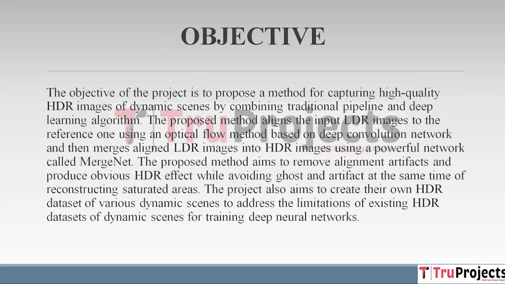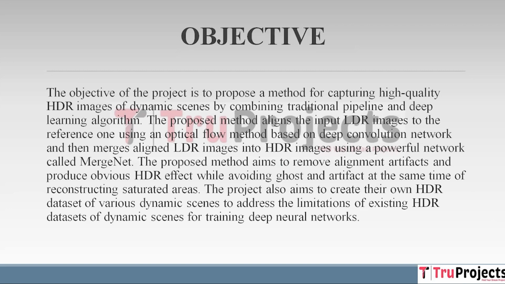Objective. The project's objective is to develop a way of taking high quality HDR photos of dynamic scenes by combining a standard pipeline with a deep learning algorithm. The suggested method uses an optical flow method based on deep convolutional networks to align the input LDR photos to the reference one, and then merges the aligned LDR images into HDR images using a powerful network called MergeNet.